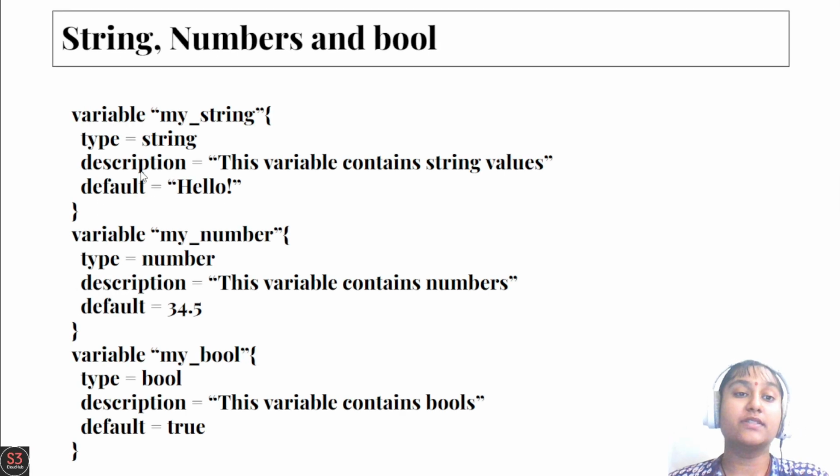The string type is represented as type equals string, and the value is in double inverted commas, and whatever string we want to give, we can give in the default part. Next is number. The type is number and the default value can be an integer or a float. Here I have specified 34.5. You can also give 34 or 36. Next is boolean. The type is boolean and the default value can be true or false.